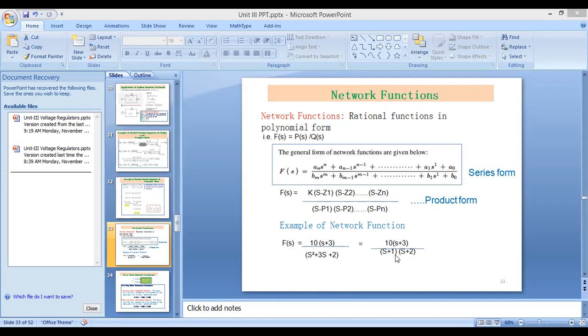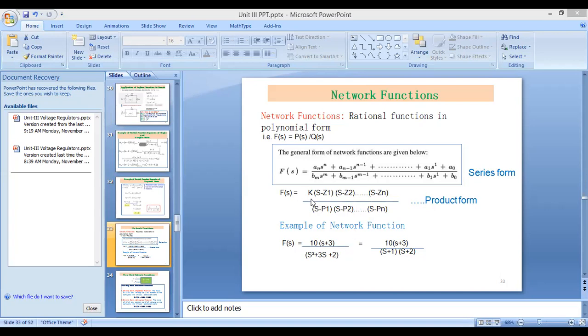We have already seen that we can convert a time domain value into the frequency domain. If we have a function like f of t, we can convert it into f of s by using the Laplace transform. If the network has a function in series form, we can convert that function into a product form. You can see here how we are converting.